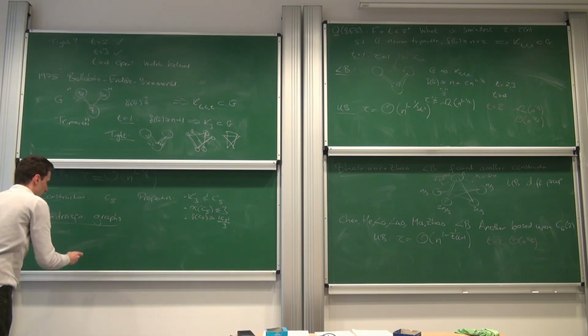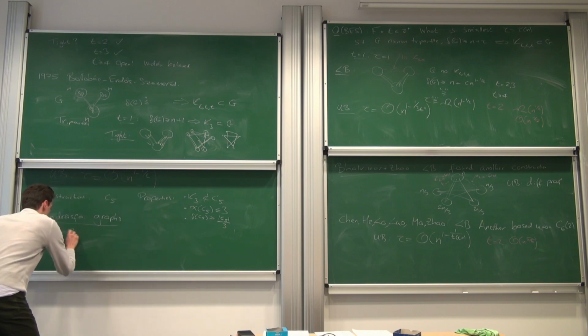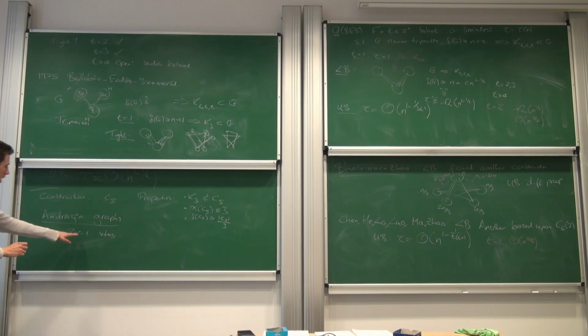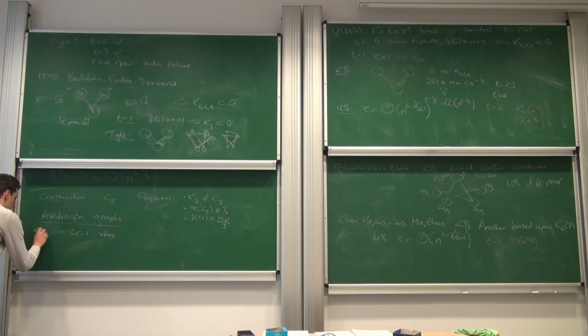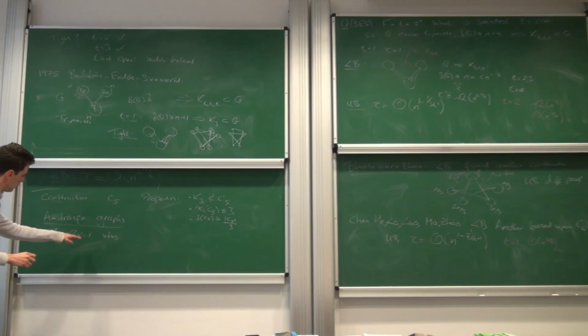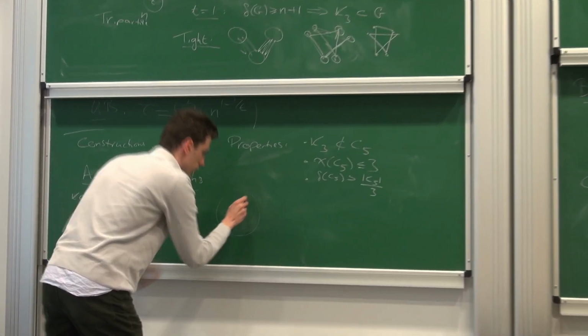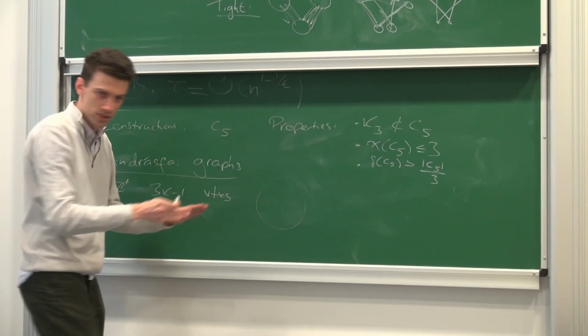What do these graphs look like? So they have 3k minus 1 vertices, and k is an integer. Arrange these on a circle. So the circle is not the edges, you're just arranging them.